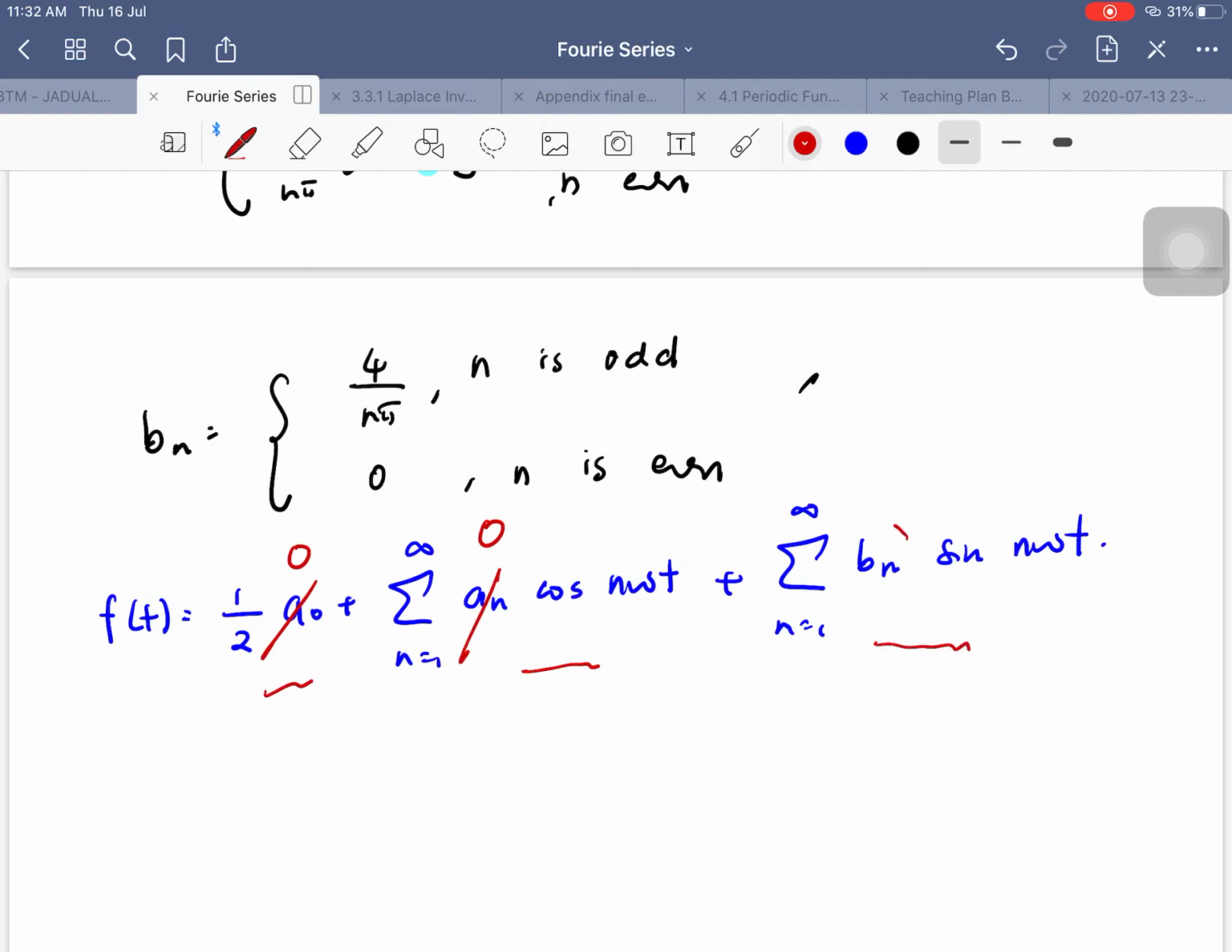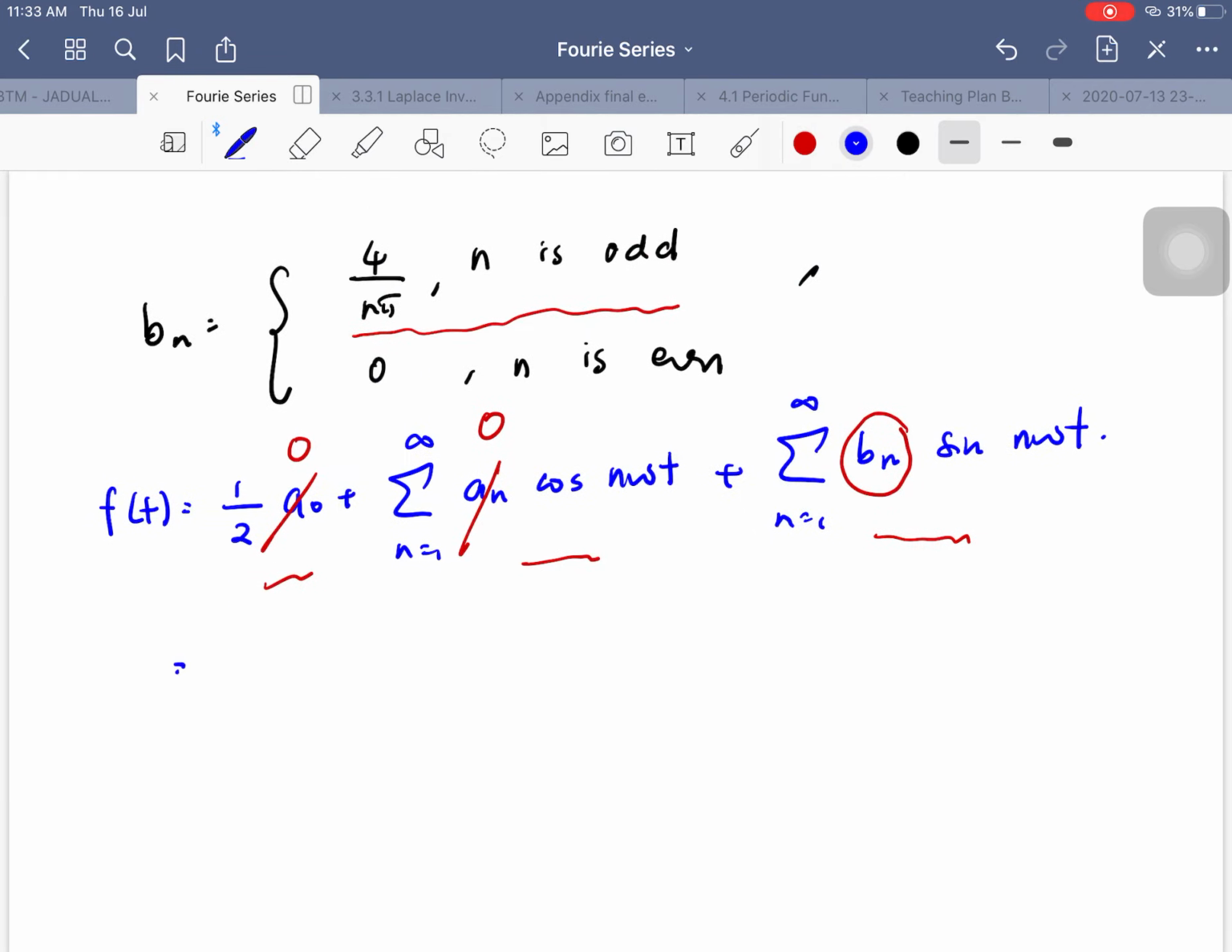Alright, so now all we have to do is substitute bn, and we know that bn is going to equal 4 over n pi, with the condition that n is an odd number only, or else it's going to be 0. So I'm going to write that f of t is going to equal the sum, but this only applies when n is odd, of bn, which is 4 over n pi, times sine of nt, because we know that omega is going to equal 1 from our calculation.